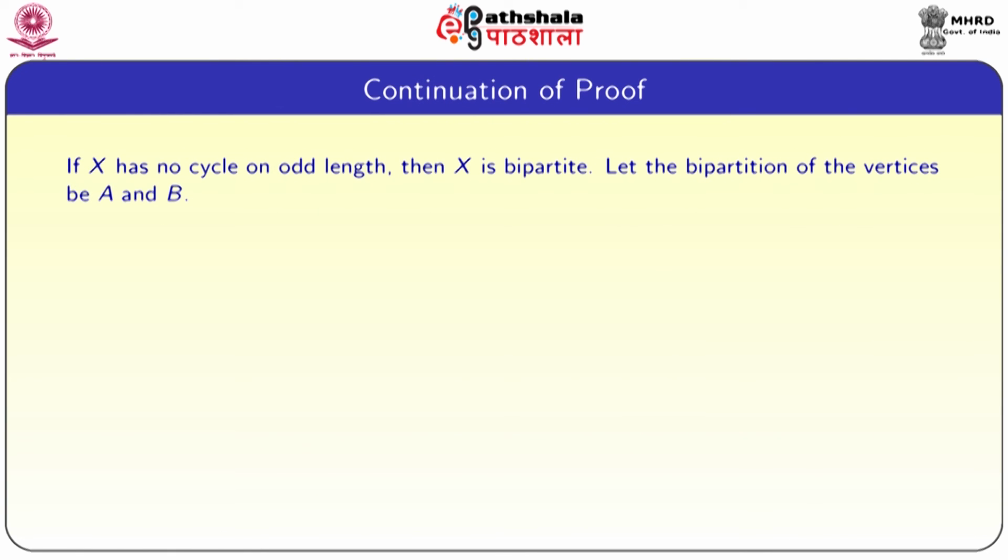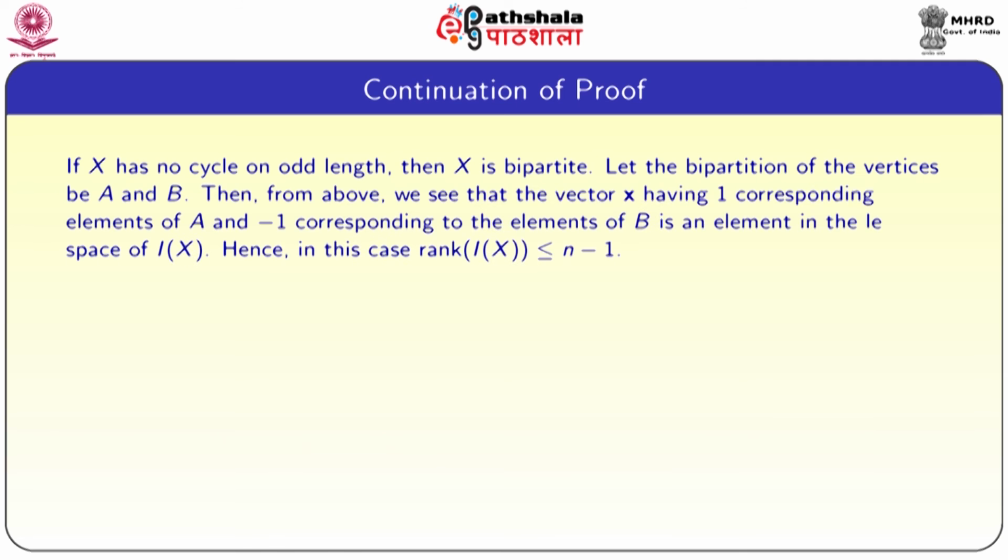If X has no cycle of odd length, then X is bipartite. Let the bipartition of the vertices be A and B. Then from above we see that the vector x having 1 corresponding to elements of A and -1 corresponding to elements of B is an element in the left null space of I of X. Hence, in this case the rank of I of X is less than or equal to n minus 1. Now, we are going to show that the rank of I of X is greater than or equal to n minus 1.